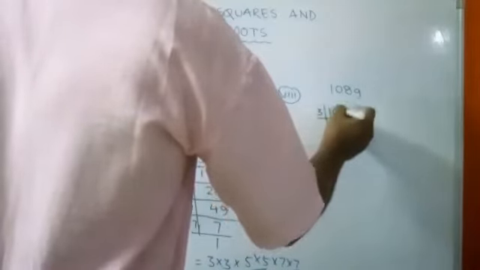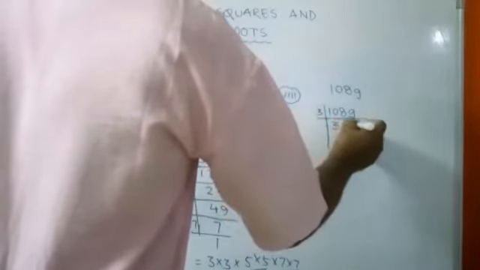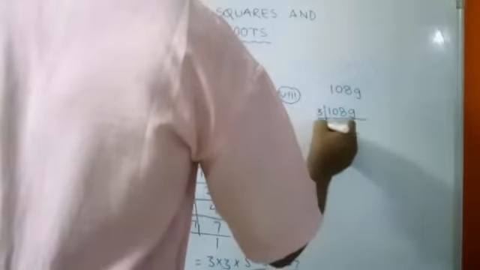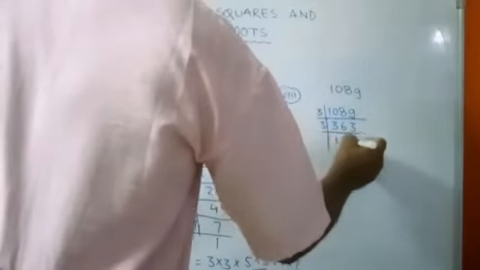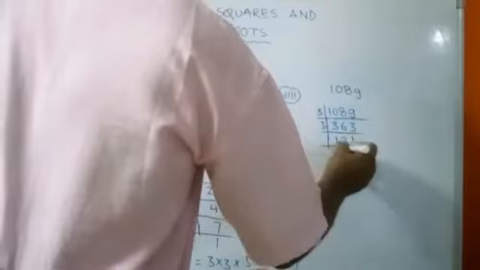3 3s are 9, 1 carry, 3 6s are 18. 3 3s are 9, again 3 1s are 3. 3 2s are 6, 3 1s are 3.